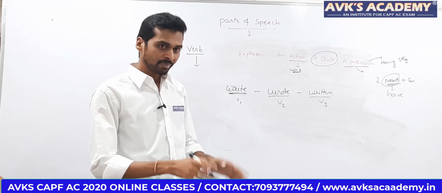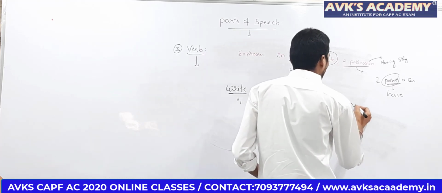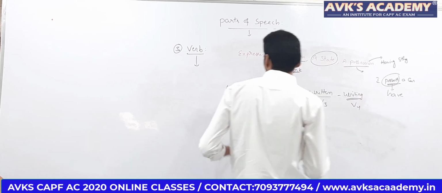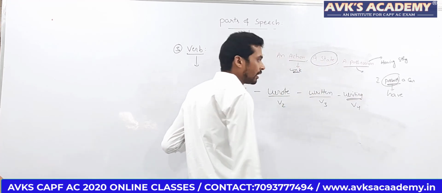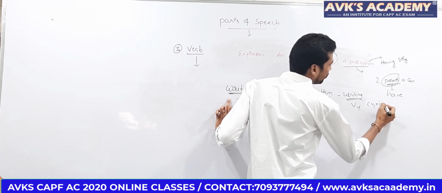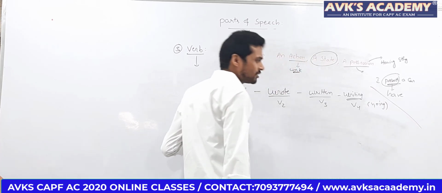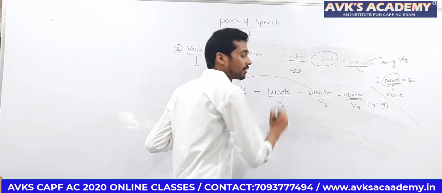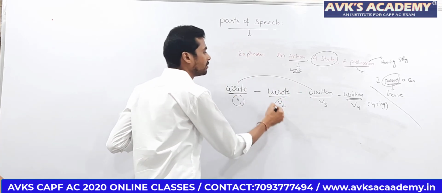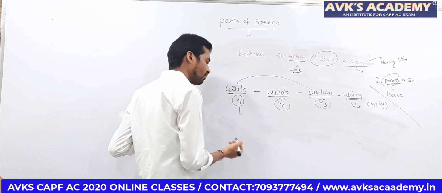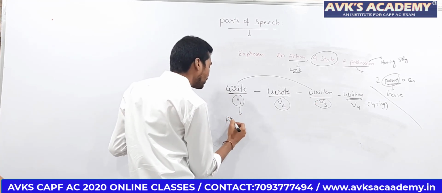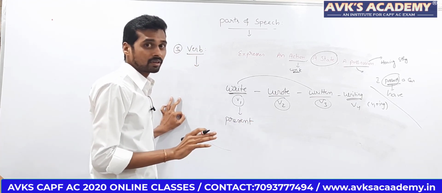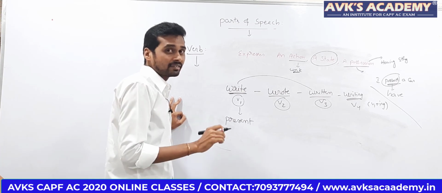And of course, in some textbooks you have V4 form also. That is nothing but simply the ing form, by adding ing to the V1. V1 plus ing is equal to V4 form. Okay, this is not needed. You just remember these three are important. In V1, V2, V3, the first part is called present form of the verb. This is not tense. Let me remind you that this is not a tense.